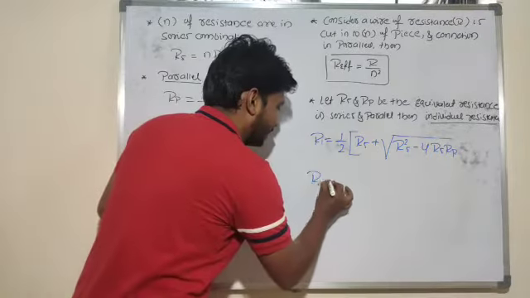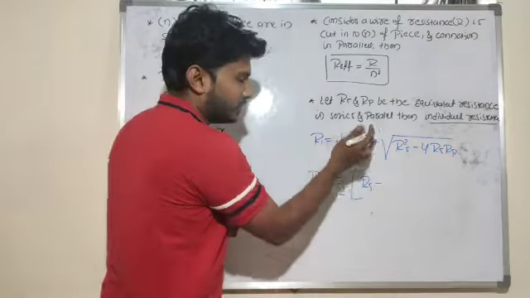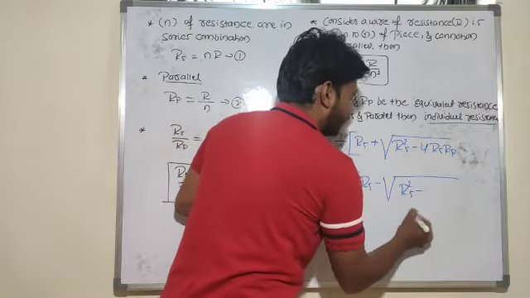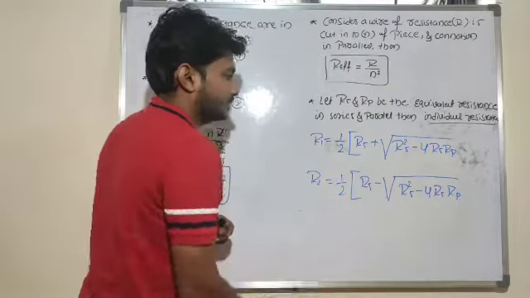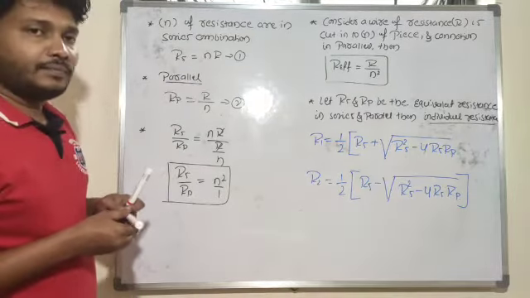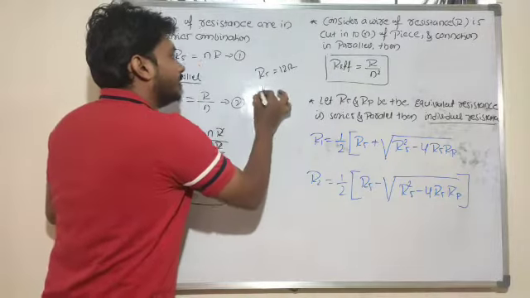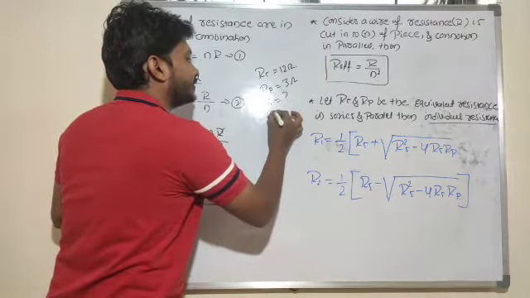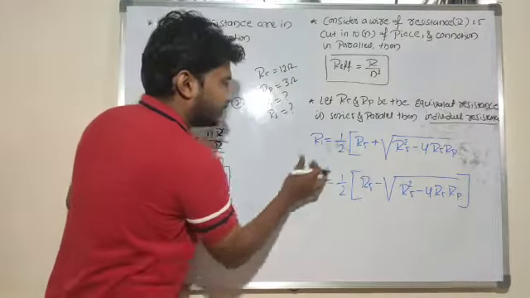So for example, R2 value is 1 by 2 [R of S minus], just I will change the sign here, minus square root, remaining thing will be same, R square of S minus 4 times R of S into R of P. So this is the connecting formula. For example, they will give a question like: effective resistance in series combination is 12 ohm and in parallel combination is 3 ohm. Calculate the individual resistance value. Which thing do I need to calculate here? Individual resistance value. So this formula I need to use here.